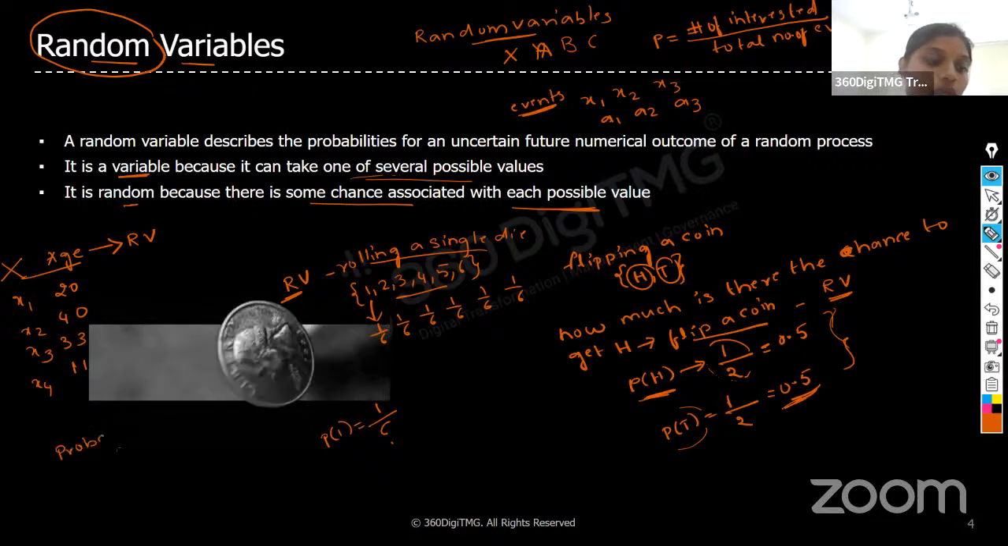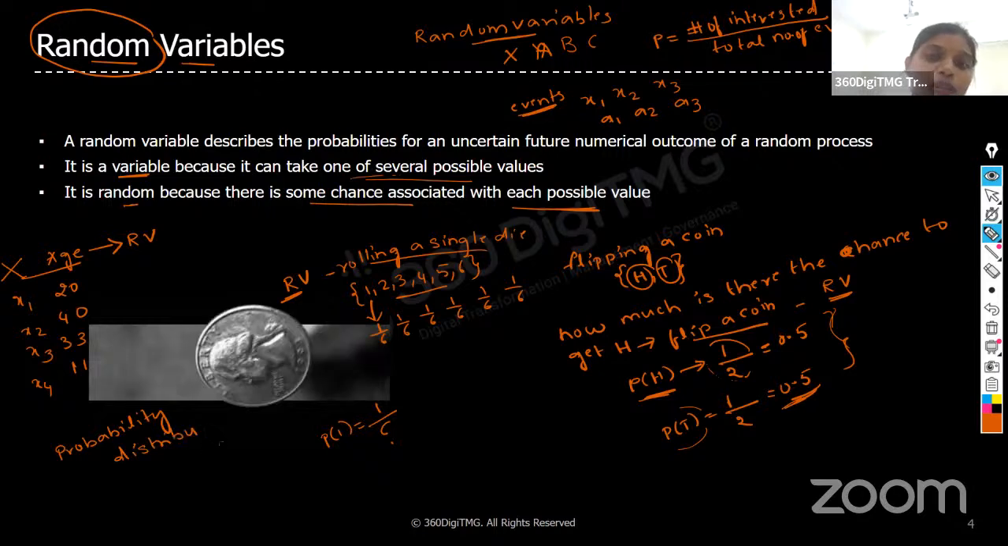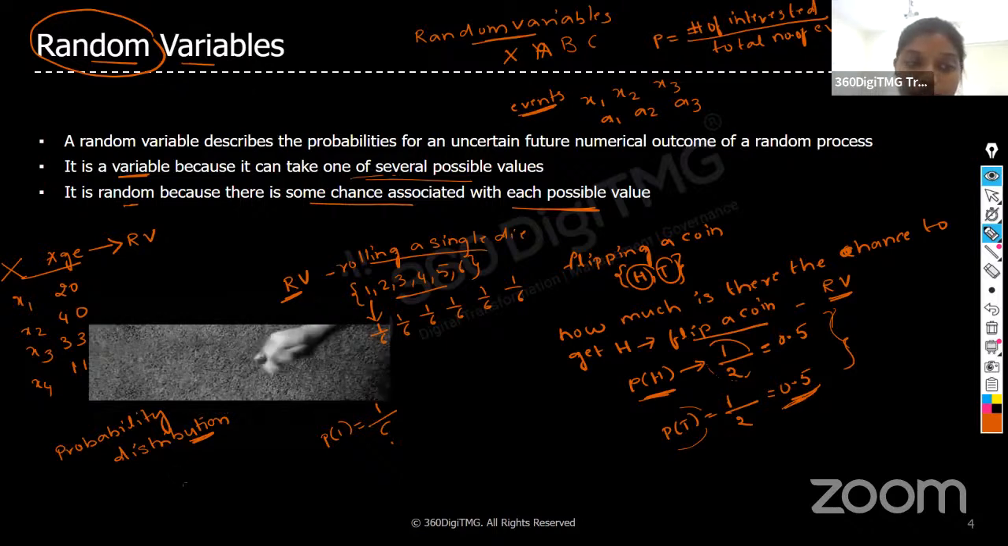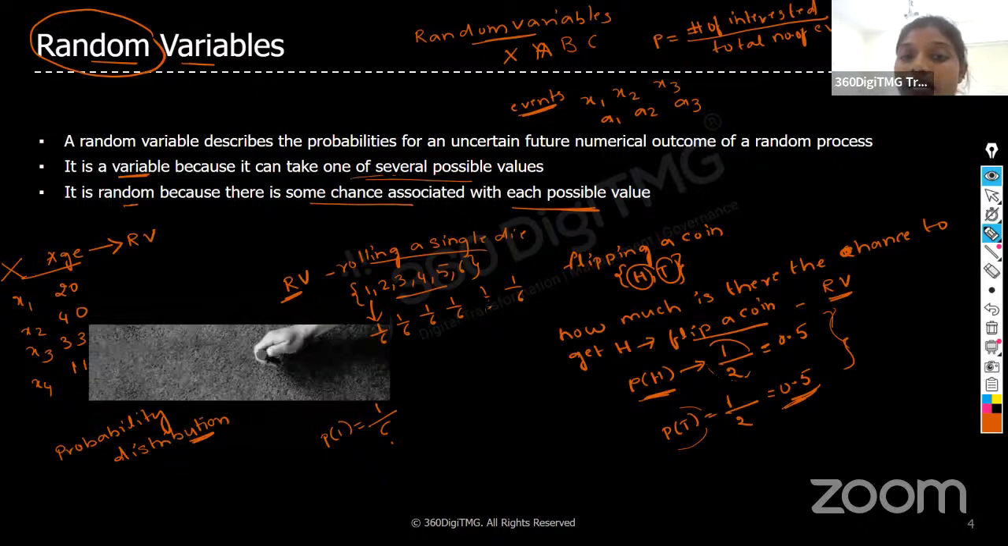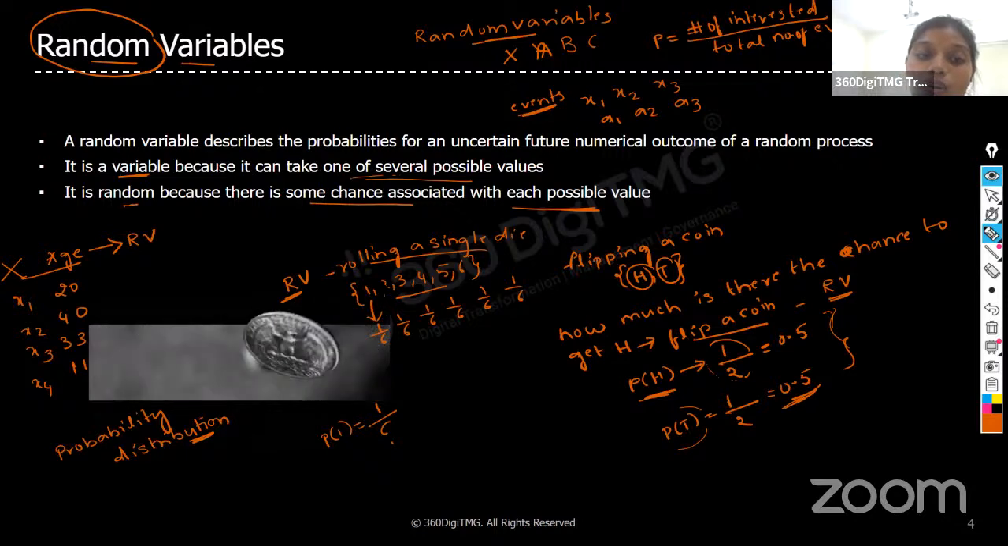There is another word, which is called probability distribution. So what is probability distribution? A probability distribution is nothing but whenever the probability is distributed across various events. So the total probability is distributed across different outcomes or events present over here.